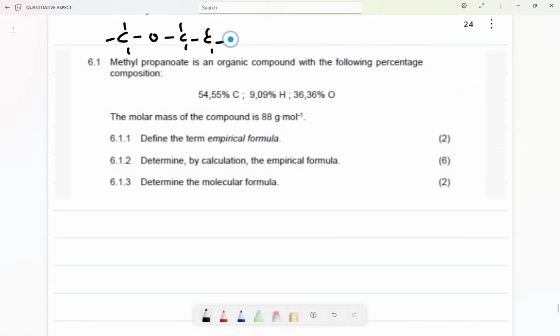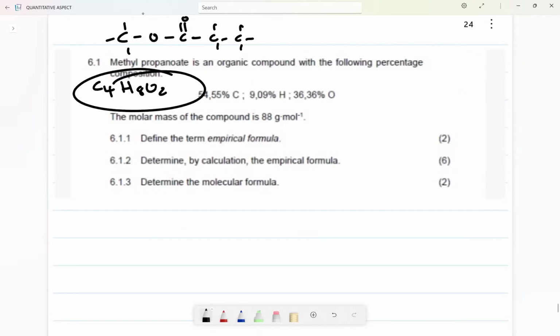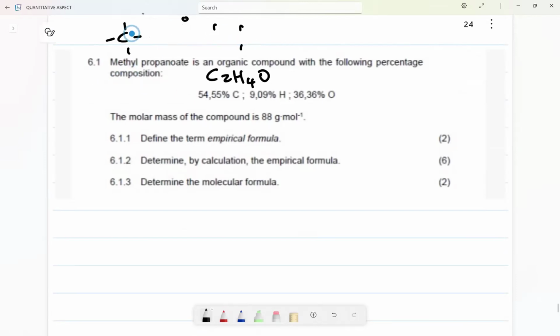Prop means three, then I need the double bond O, then whatever else is there. So it's going to be 1, 2, 3, 4. It's going to be C4H8O2. This is its molecular formula. And I'm expecting the empirical formula to be something like C2H4O. Let's see if I'm correct. If you're doing grade 12, define what is the empirical formula. It is the simplest whole number ratio of atoms in a compound.